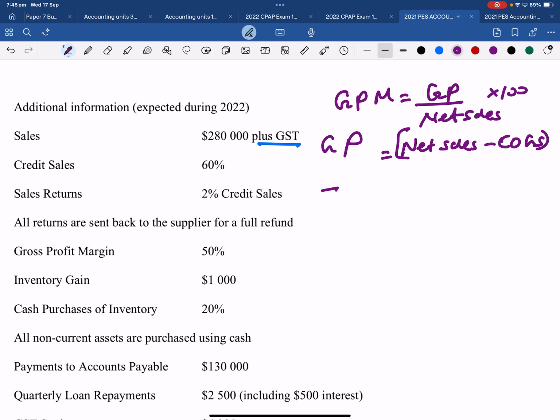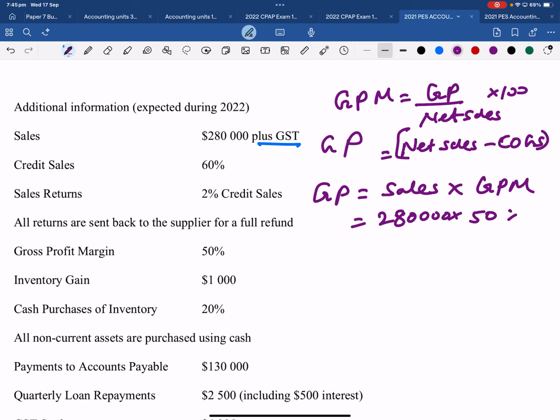Gross profit is going to be sales times by the GPM. What is sales? 280. If you want, we can calculate the sales return for the net sales as well, but let's calculate in this way, right? 50%. So gross profit will be how much? 140,000.